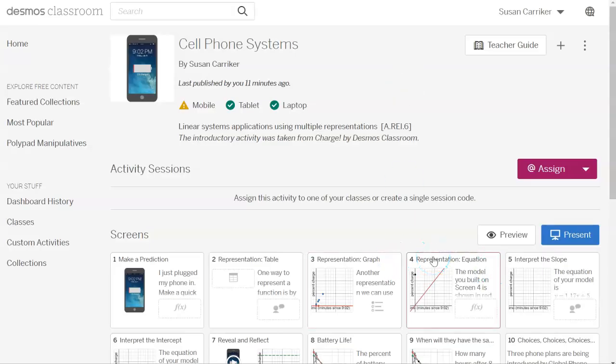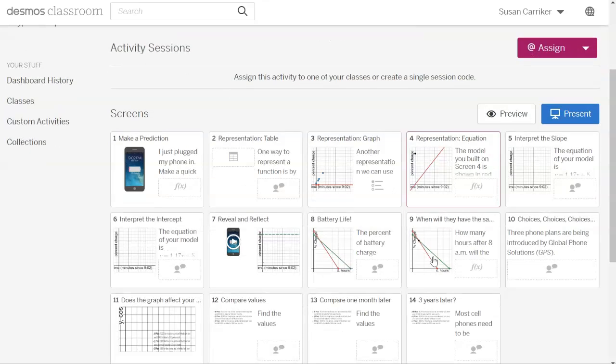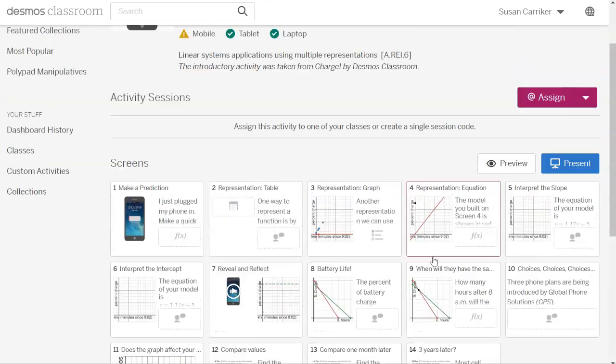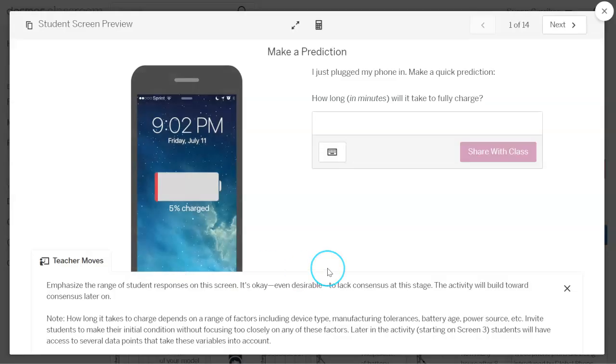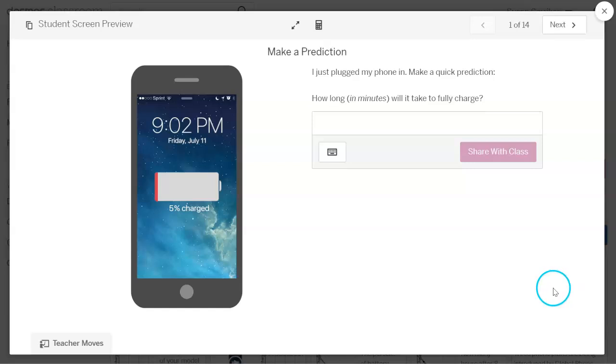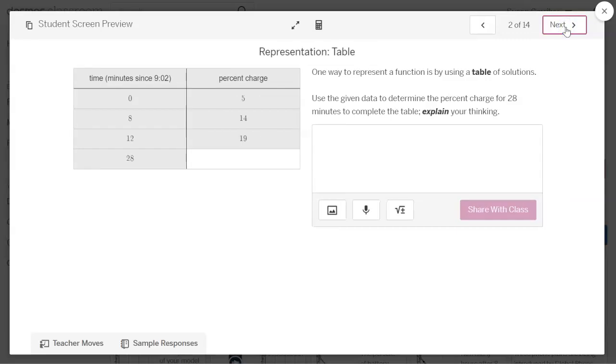This activity is not that long. It's only got 14 slides. The first part is simply a linear equation. It's not really a system. But the last half of this task is. You may have seen this first part. This came straight out of one of the Desmos activities. But here's just making a prediction and then filling in a value in a table.